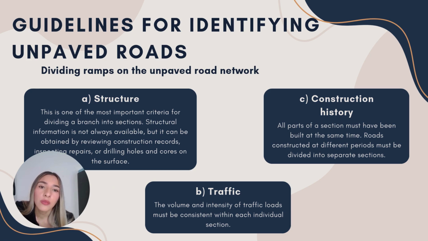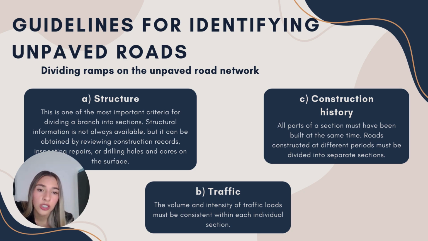This is one of the most important criteria for dividing a branch into sections. Structural information is not always available, but it can be obtained by reviewing construction records, inspecting repairs, or drilling holes and cores on the surface. B. Traffic. The volume and intensity of traffic loads must be contained within each individual section.